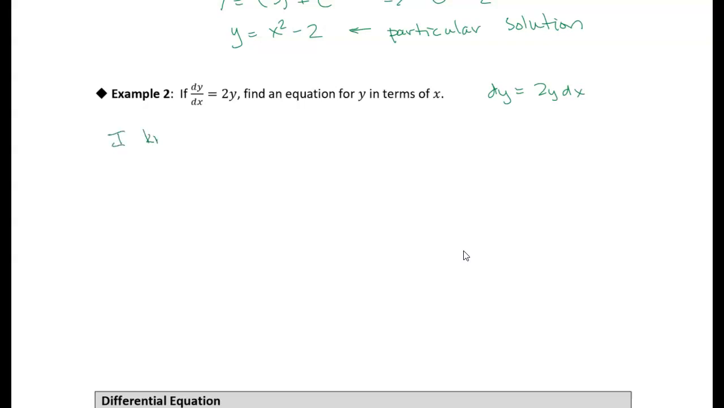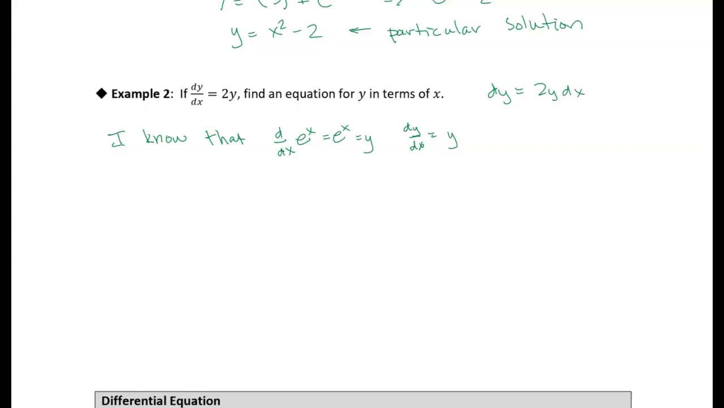I know a function that when I take the derivative, I get the same function. If I take the derivative with respect to x of e to the x, I get e to the x. So that satisfies the equation dy/dx equals y. Because if I had y equals e to the x, then the derivative of y with respect to x is y. So that satisfies that equation.